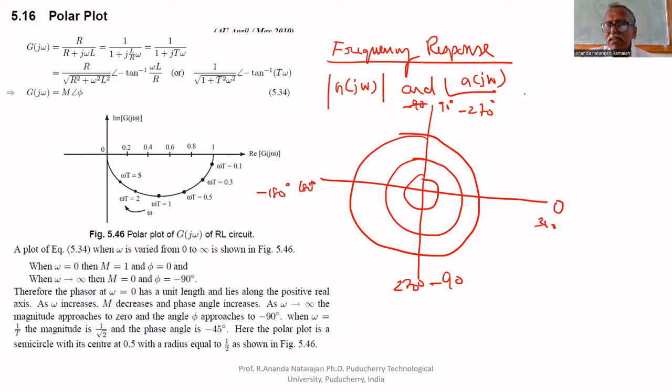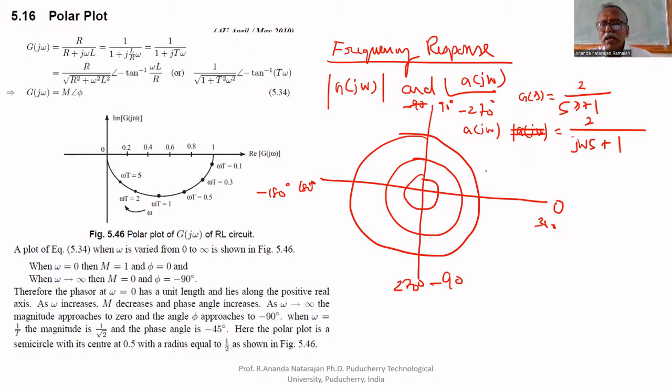Here, suppose you are having a transfer function G of S equal to 2 upon 5S plus 1. For that, if you want to draw frequency response on a polar chart, you have to find G of j omega. That is equal to 2 upon j omega 5 plus 1. Modulus of G of j omega equal to 2 upon square root of 25 omega square plus 1. This is modulus of G of j omega.